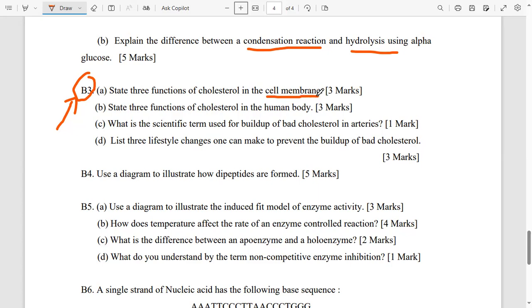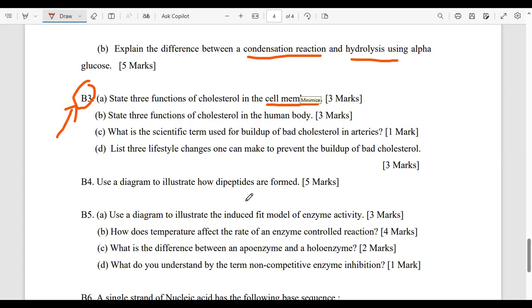Do you know any functions of cholesterol in the cell wall? Gertrude, do you know any functions that you can mention? Hello? Okay, I can get you clearly. But anyway, I'll just state any three functions there.